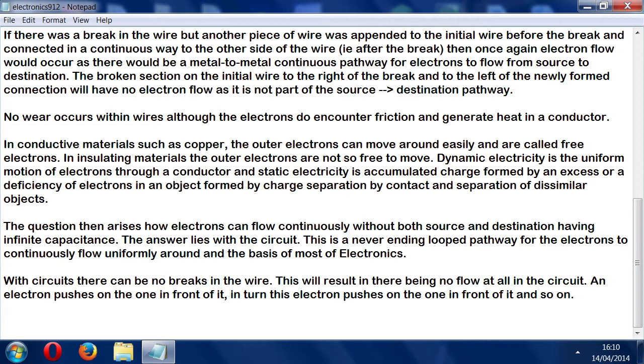And then the question arises how electrons can flow continuously without both source and destination having infinite capacitance. And then the answer lies, of course, within the circuit. It's a never-ending loop pathway for the electrons to continuously flow around, and the basis of most of electronics. So this is the only way to have a loop pathway. Otherwise, we'll be constantly dipping into the source bucket and pouring into the destination bucket. All right. So with circuits, there can be no breaks in the wires. I think circuits seem to make more sense than just going from this point to point.